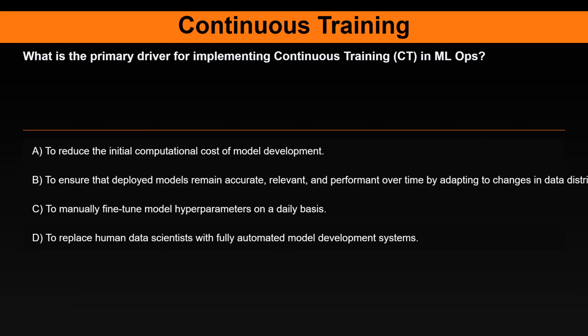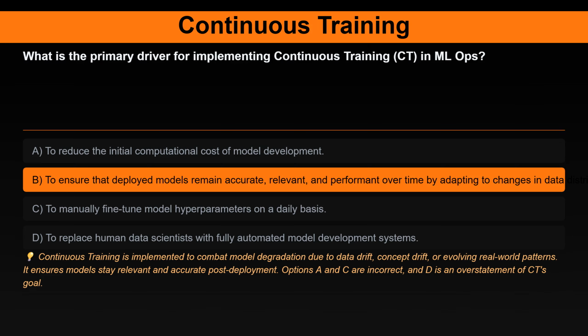Question 19. What is the primary driver for implementing continuous training, CT, in MLOps? Option A. To reduce the initial computational cost of model development. Option B. To ensure that deployed models remain accurate, relevant, and performant over time by adapting to changes in data distributions or concept drift. Option C. To manually fine-tune model hyperparameters on a daily basis. Option D. To replace human data scientists with fully automated model development systems.